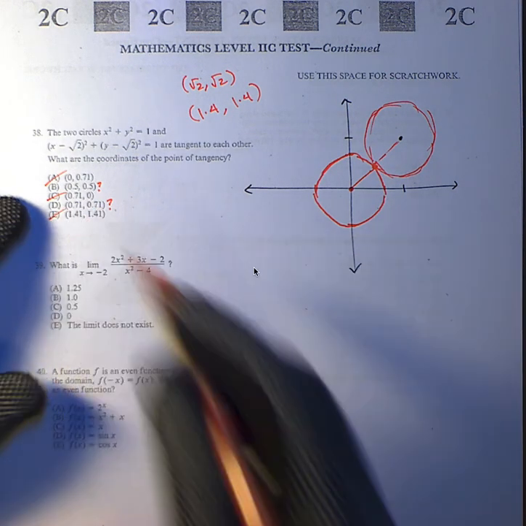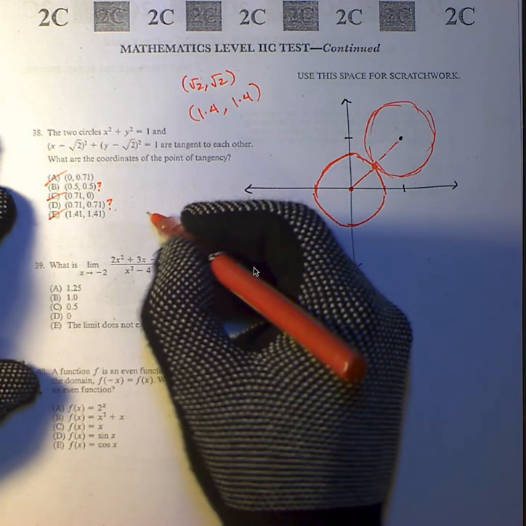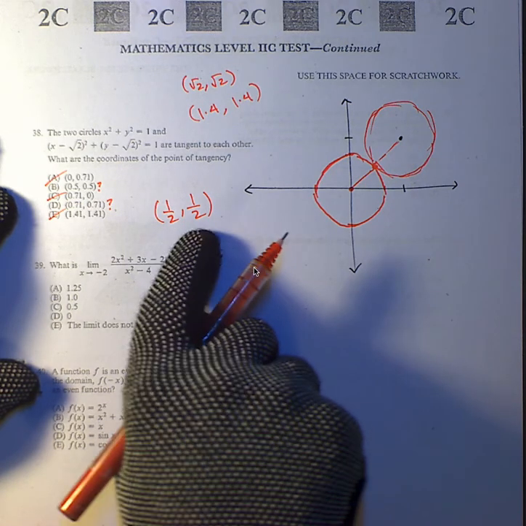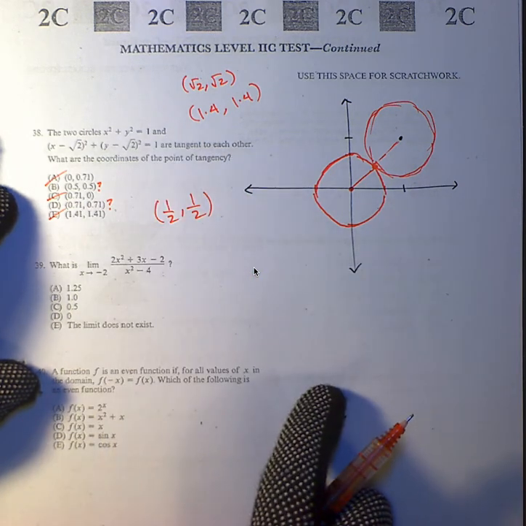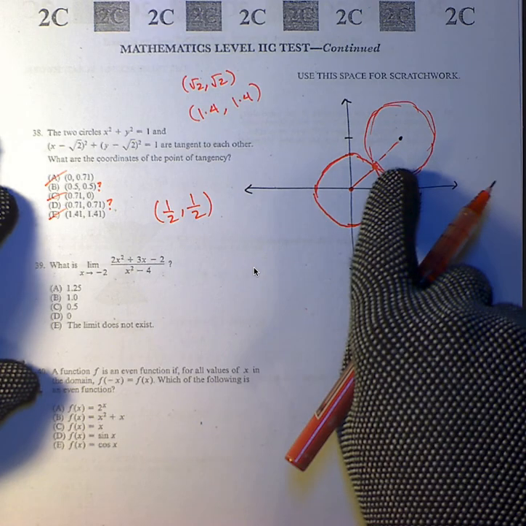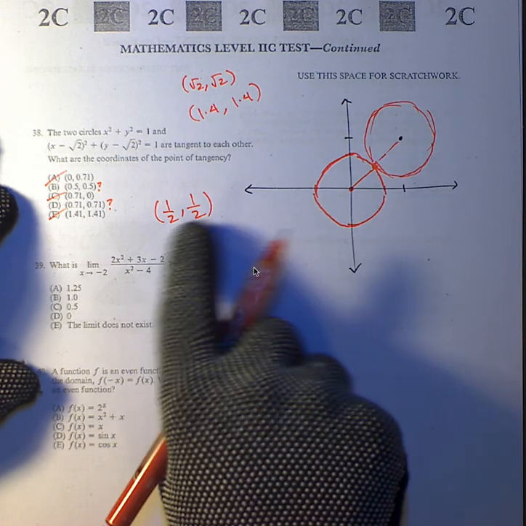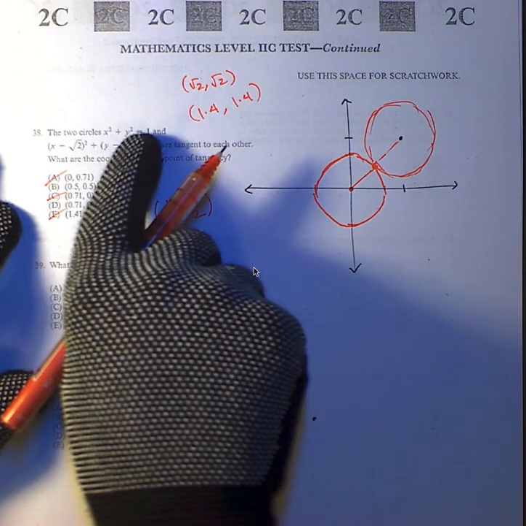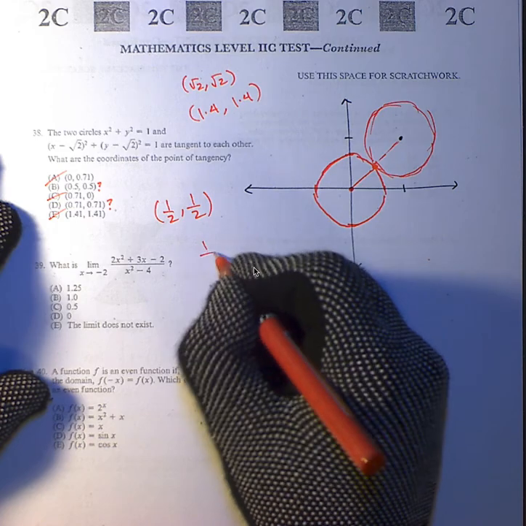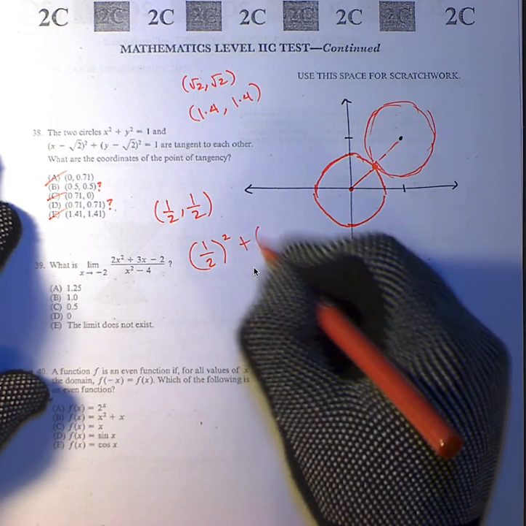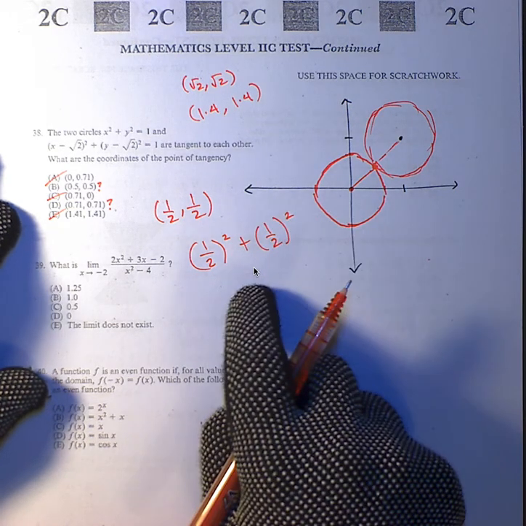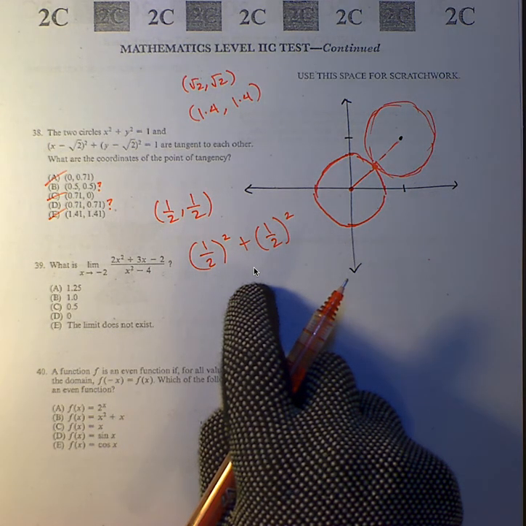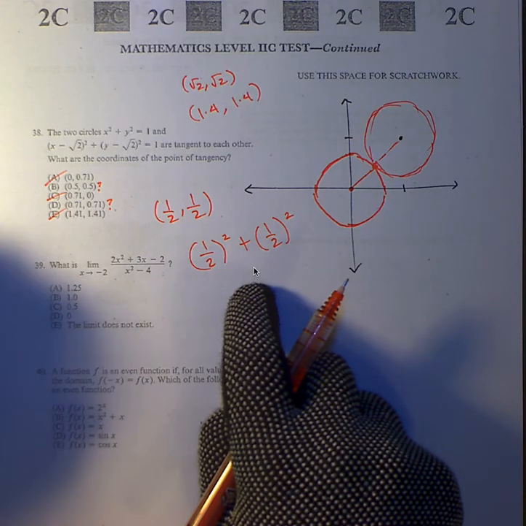No way. So we only have 2 to check, and one of them is 1/2 comma 1/2, which is easy enough to check that this point is not even on either of the circles, let alone being on both of them, which is what the point of intersection would be, right? So 1/2, 1/2 is not on either circle. I can show you why by plugging it into the first circle and seeing that we get 1/2 squared plus 1/2 squared. And remember, numbers between 0 and 1 get smaller when you square them.